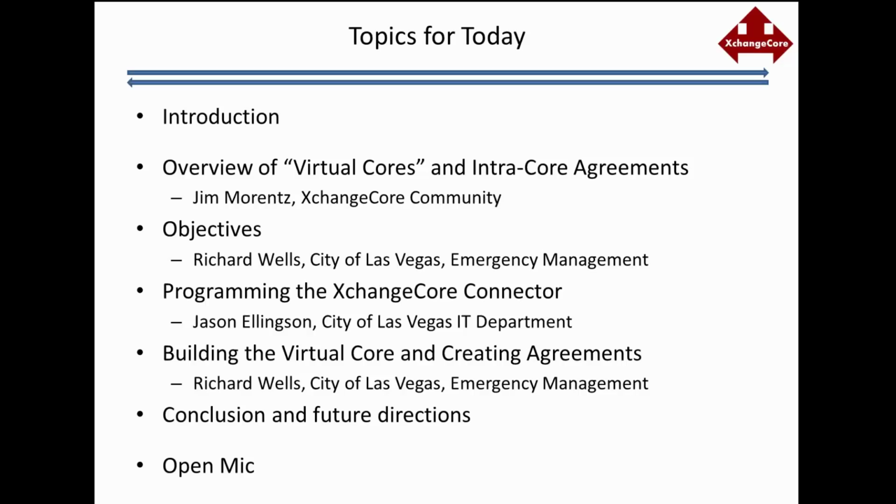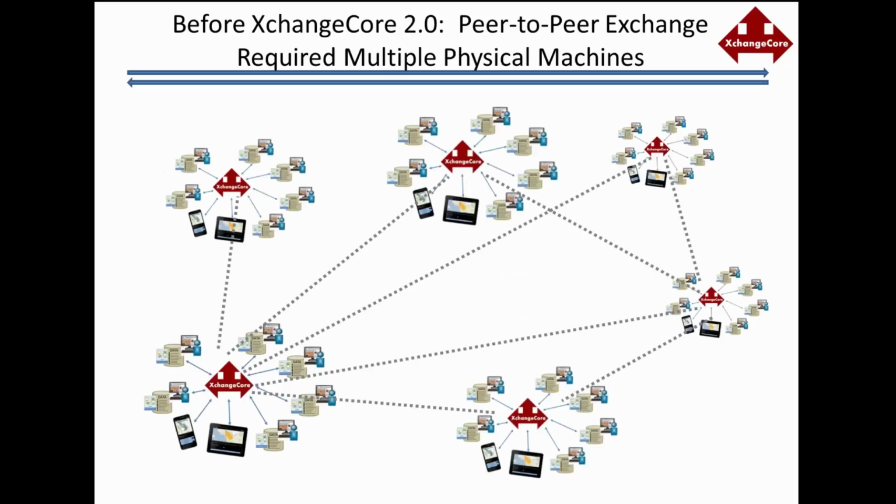So we're getting a real nice peek into what Las Vegas is doing. And then we'll take a final look at their future directions, and then we'll have our open mic call. So with that as introduction, let me take you through a little bit of a view of virtual cores and the intra-core agreements. Before XchangeCore 2.0, in order to accomplish a peer-to-peer exchange, you had to have multiple machines.